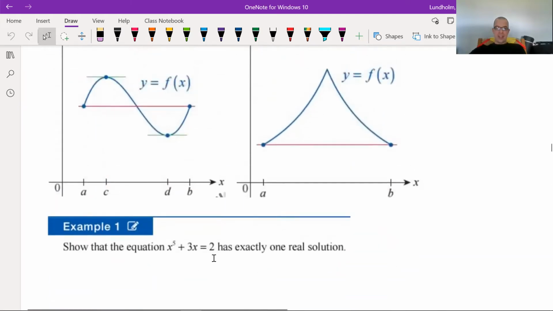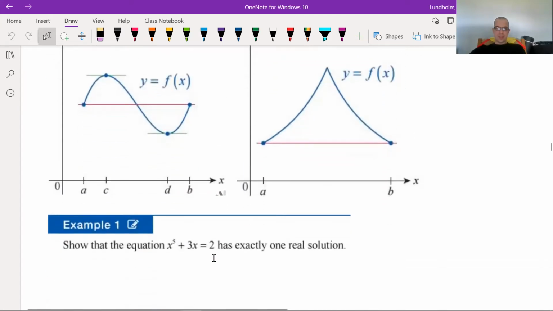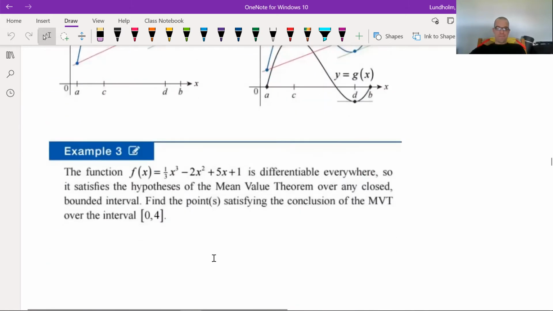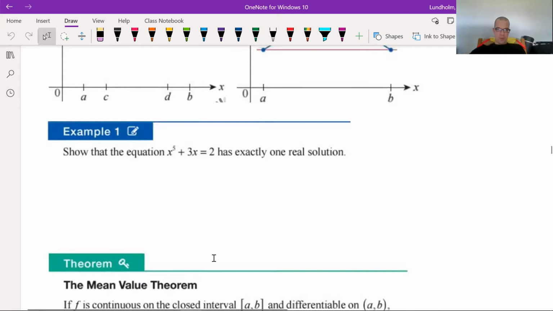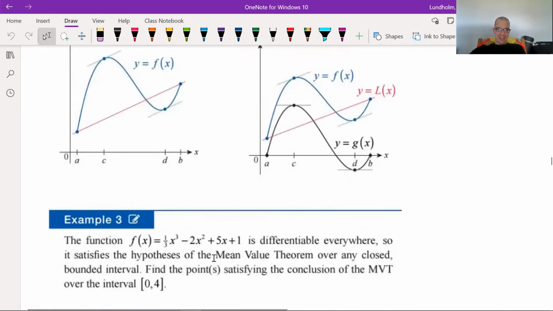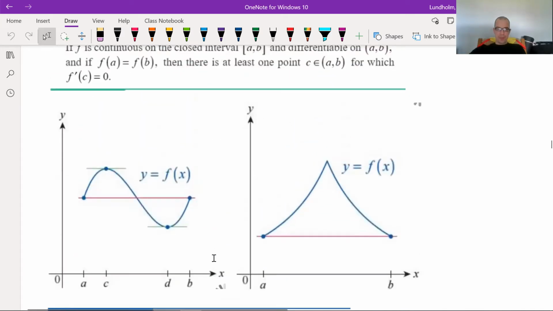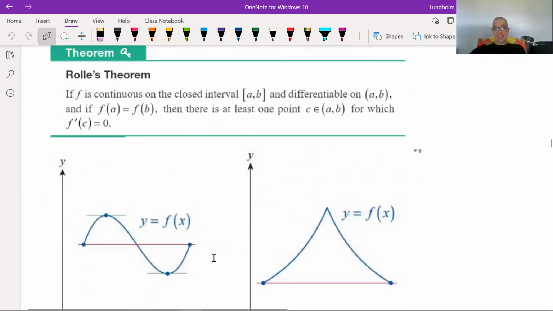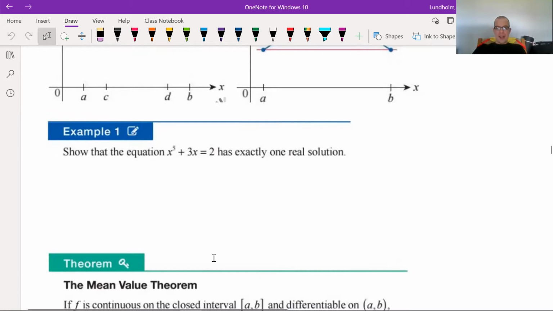Real quick, let's do example number 1 and maybe example number 3. Okay, example number 1, since it follows Rolle's theorem, we're supposed to use Rolle's theorem here somewhere. Let's take a look. Show that the equation has exactly one real solution.